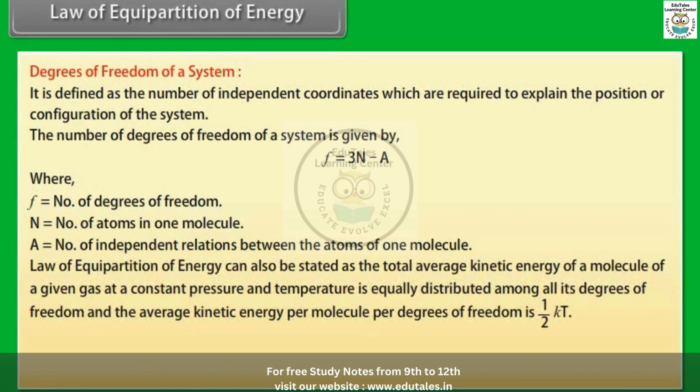The law of equipartition of energy can also be stated as the total average kinetic energy of a molecule of a given gas at a constant pressure and temperature is equally distributed among all its degrees of freedom, and the average kinetic energy per molecule per degree of freedom is half kT, where T is equal to temperature of the gas.